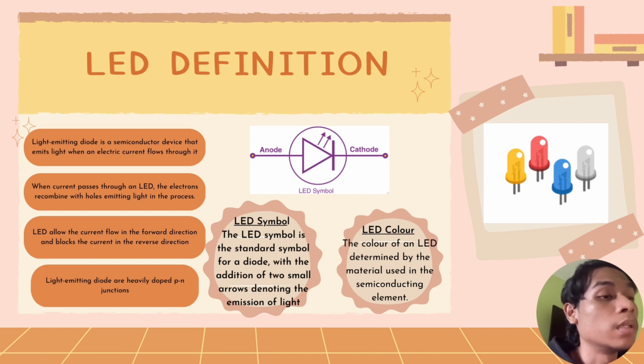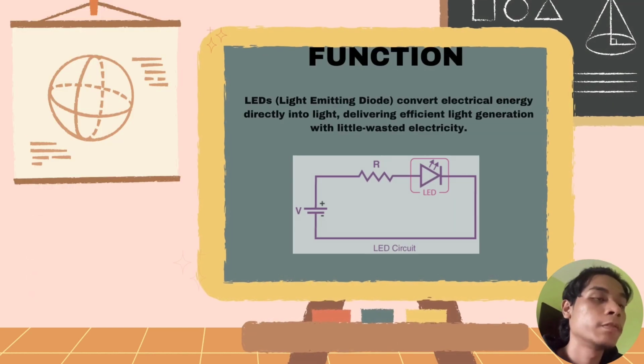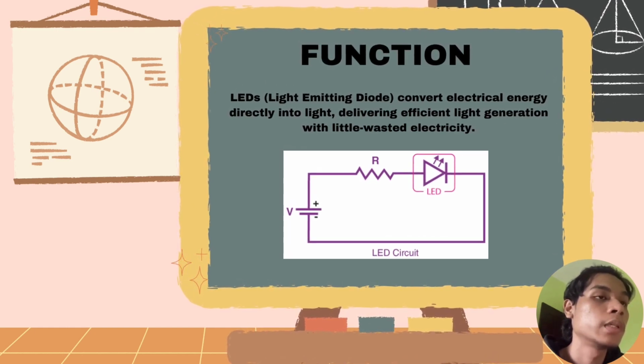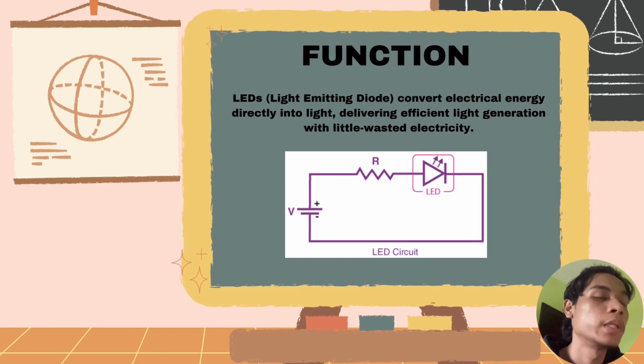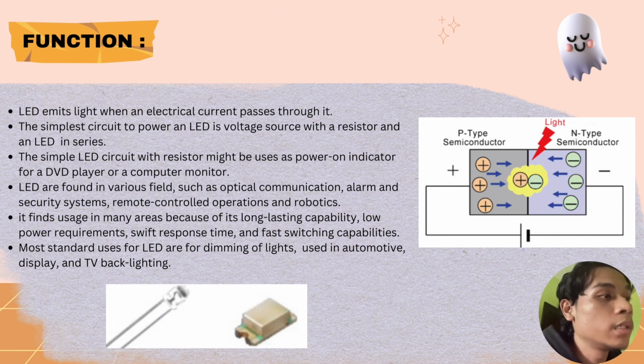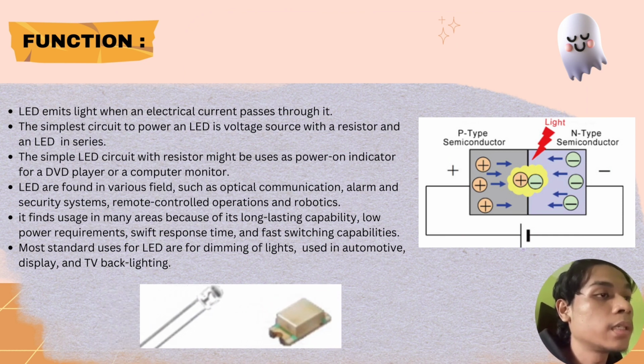In the LED symbol diagram, the LED symbol is the standard symbol for a diode, with the addition of two small arrows denoting the emission of light. And lastly, the color of an LED is determined by the material used in the semiconducting element. The main function of an LED is to convert electrical energy directly into light, delivering efficient light generation with little wasted electricity. For the next function, the LED emits light when an electrical current passes through it.